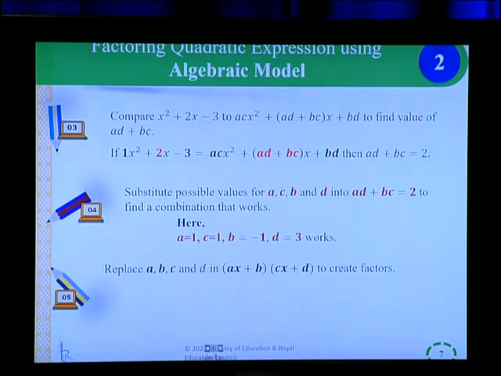So, the next thing we can do is simply replace the A, B, C, D terms in the factored form, that is Ax plus B, Cx plus D. So, when you replace them, the factors Ax plus B, Cx plus D will be x minus 1 and x plus 3.